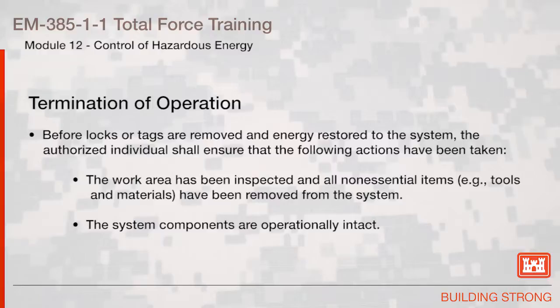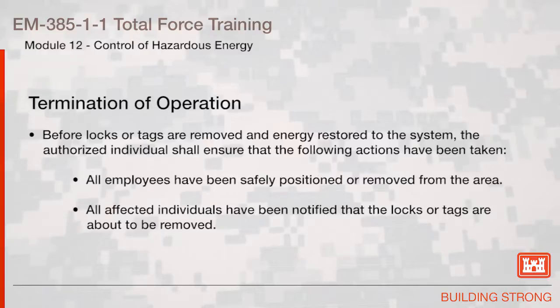Before locks and tags are removed and energy restored to the system, the authorized individual shall ensure that the following actions have been taken. The work area has been inspected and all non-essential items, for example, tools and materials, have been removed from the system. The system components are operationally intact. All employees have been safely positioned or removed from the area, and all affected individuals have been notified that the locks or tags are about to be removed.